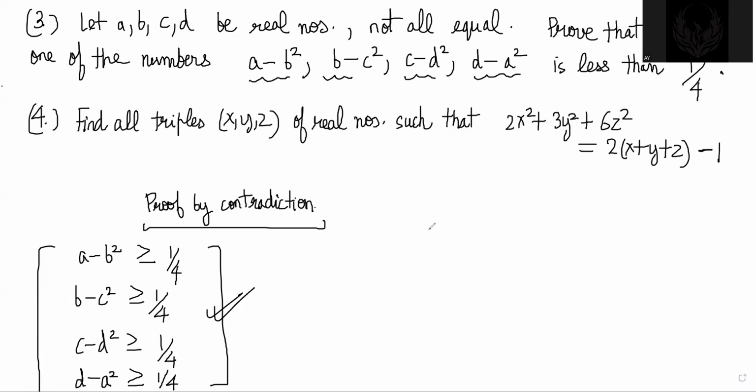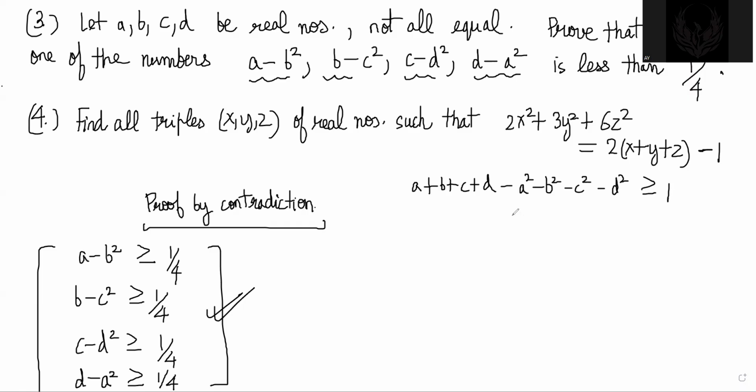Okay, I think I got it. So I added them all up, and then after that I got a square plus b square plus c square plus d square is less than or equal to a plus b plus c plus d minus 1.